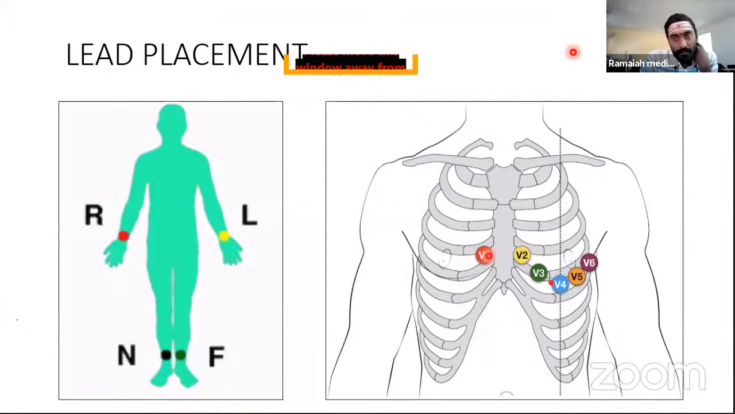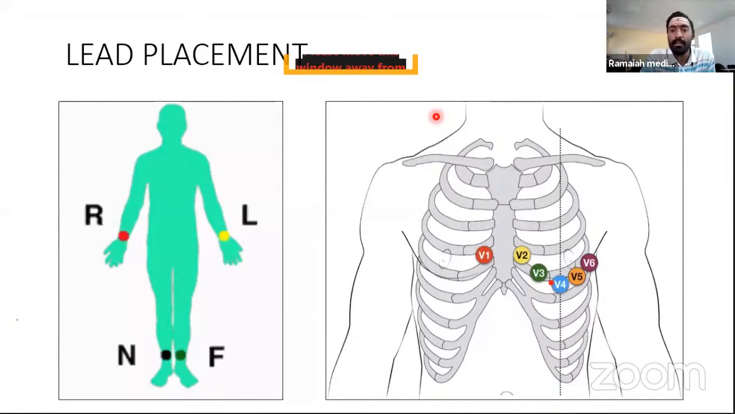Can anyone tell what V stands for in the precordial leads? We say V1 to V6. So what does V stand for? You can take a guess. Ventral, someone says ventral, okay. Anyone else with any other answers? Voltage, very good. V stands for voltage, correct.